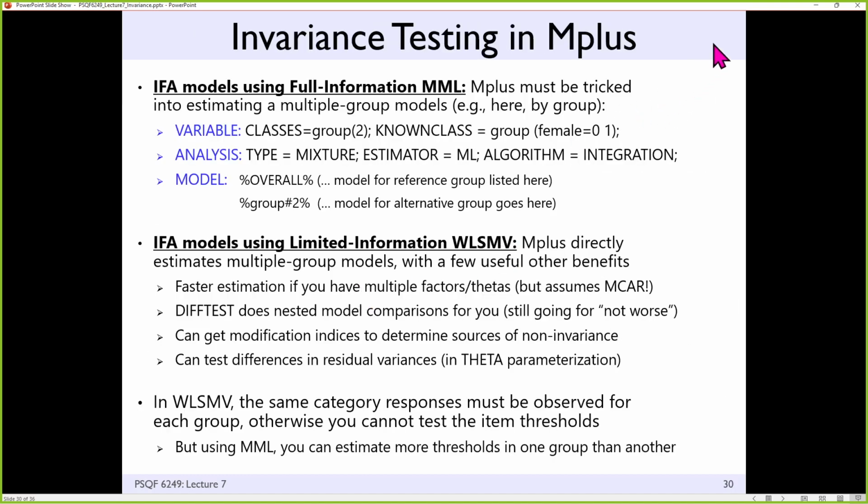All right. So to do invariance testing in M+, the code looks different if you're using WLSMV than if you're using maximum likelihood. If you're using maximum likelihood, you have to trick M+ into thinking it's doing a mixture model. So mixture models, or latent class models as they are known, latent profile, latent class, mixture models, those are designed to find hidden groups. You have to pretend like you have hidden groups, but that you know what they are in order for this code to be executed.